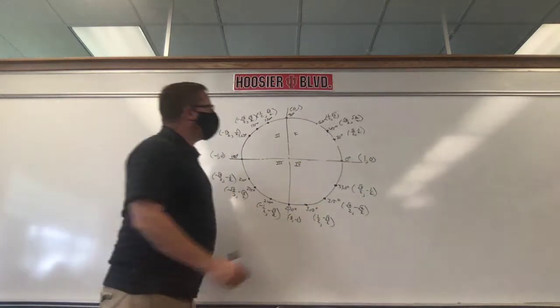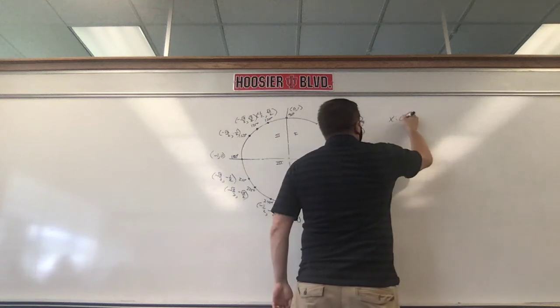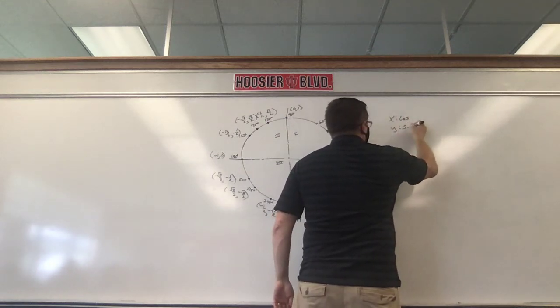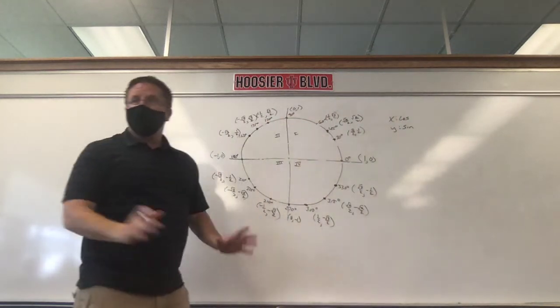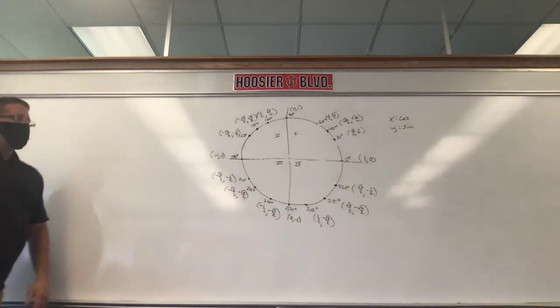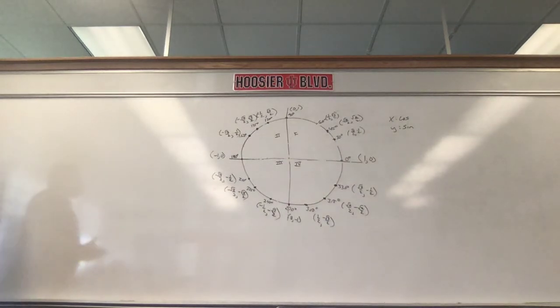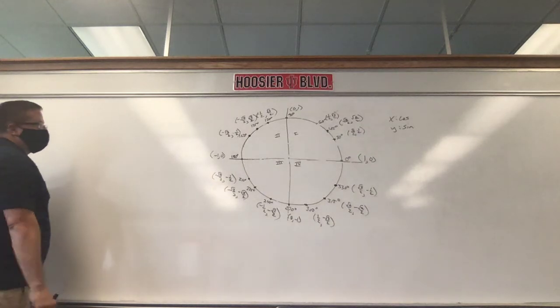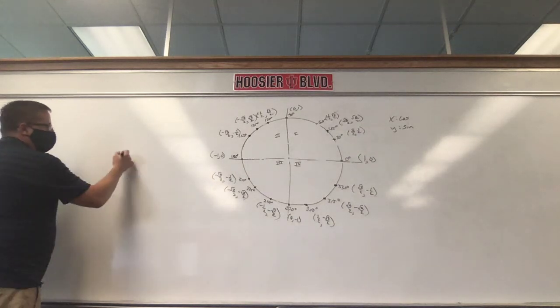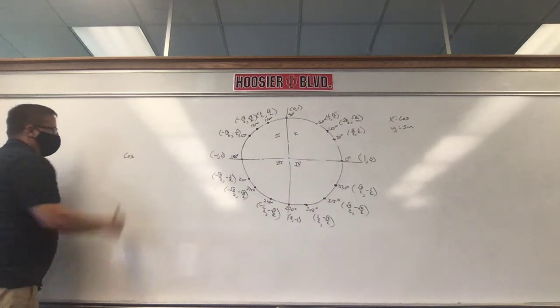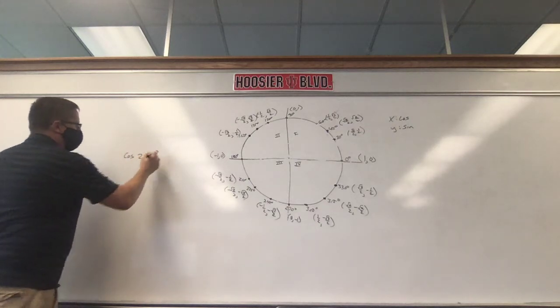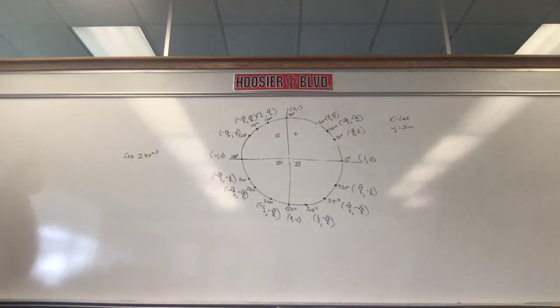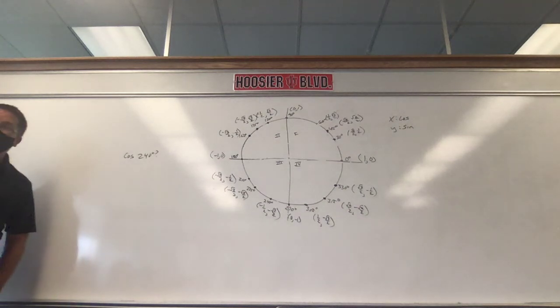Now, on your unit circle, x is cosine, y is sine. Now, if you're sitting here going, oh, we're done? No, we're not, okay? But this is what I want to make sure you understand. If I was to ask you what is the cosine of 240 degrees?